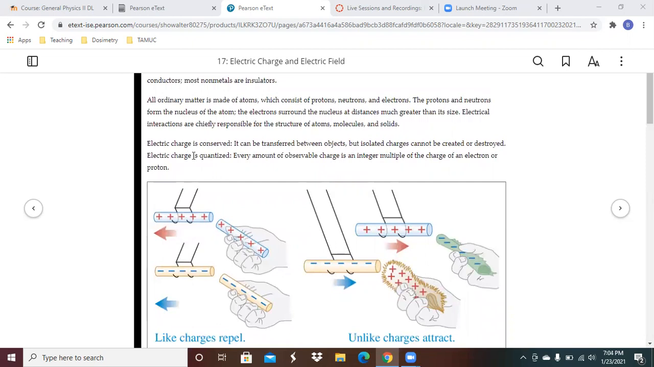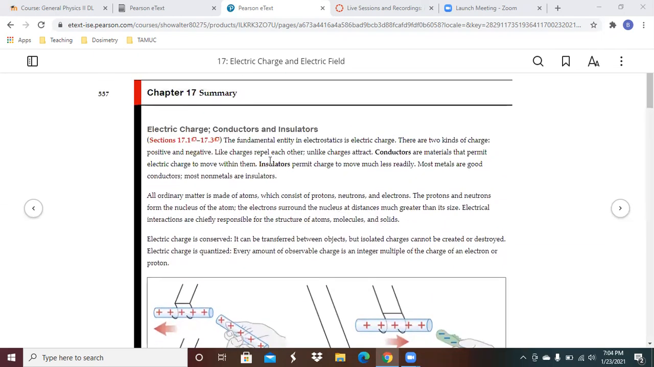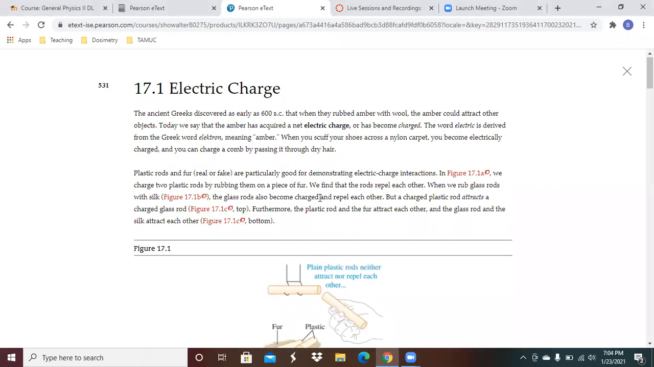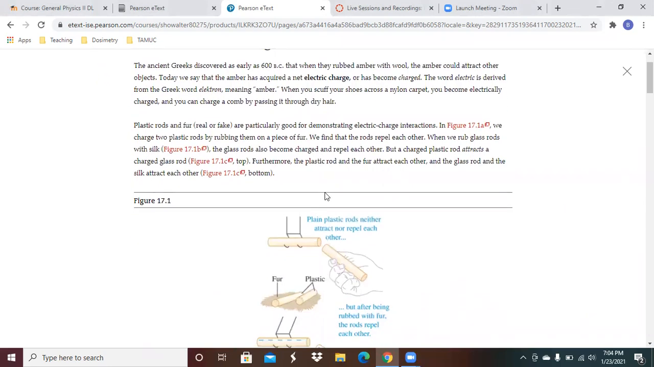Electrical charge is conserved. It can be transferred between objects, but isolated charges cannot be created or destroyed. Electric charge is quantized. Every amount of observable charge is an integer multiple of the charge of an electron or proton. So in other words, you can't divide it any more evenly than the charge that an electron or a proton carries, and you will see multiples of that, but you will not see fractions of that. That's just kind of the way that works.